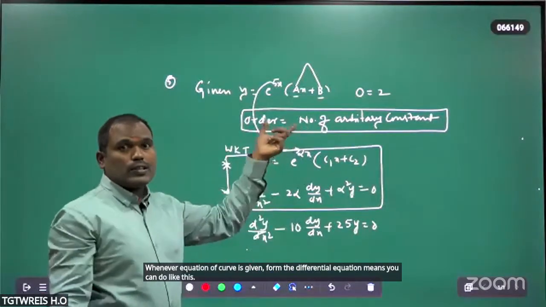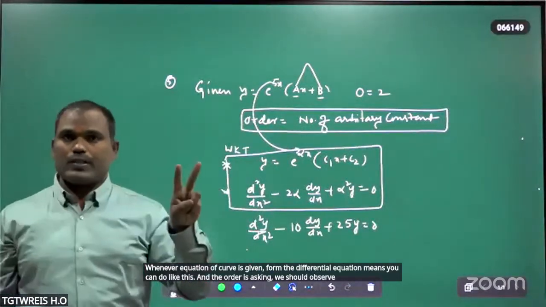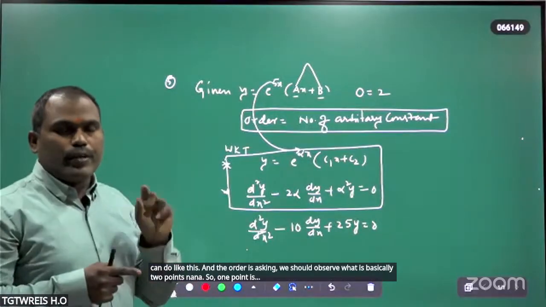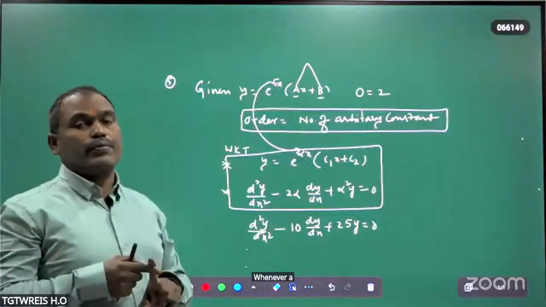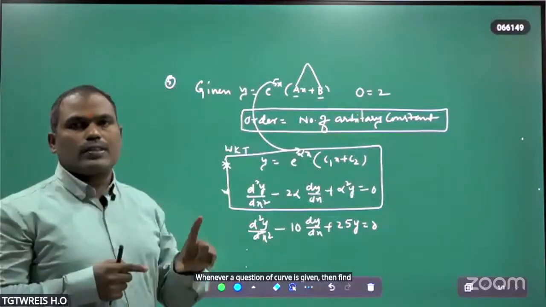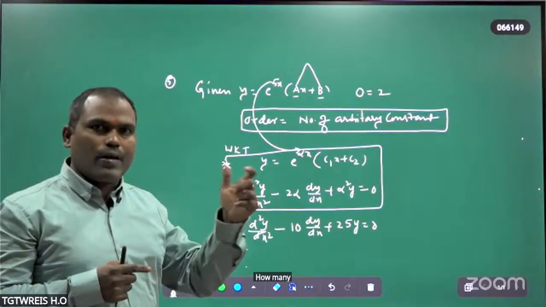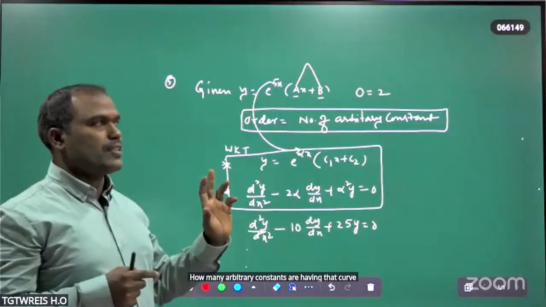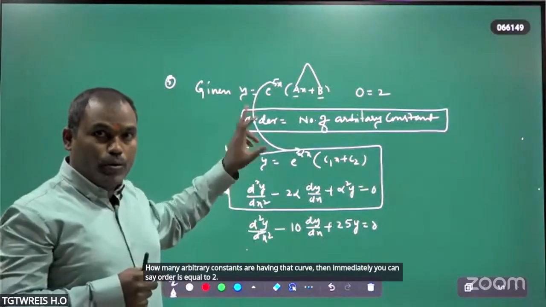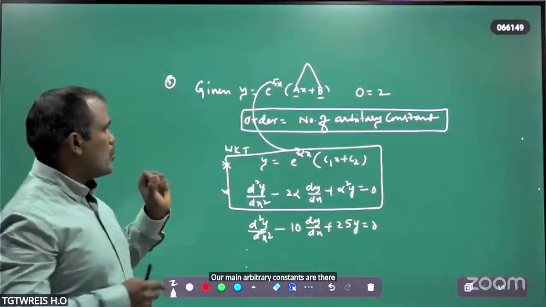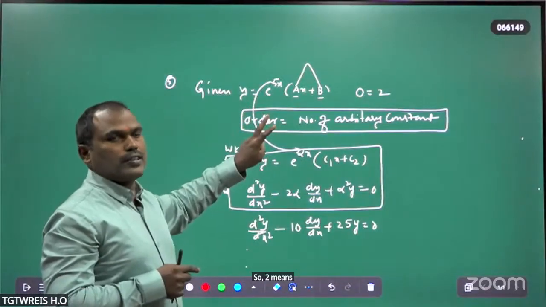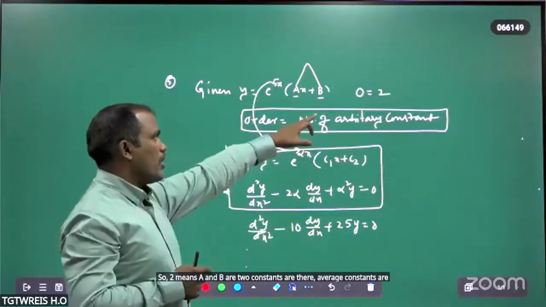And if the order is asked, we should observe two points. One point is, whenever the equation of a curve is given and the order is asked, we should observe how many arbitrary constants that curve has, then immediately you can say the order is equal to 2. How many arbitrary constants are there? Two. A and B are two arbitrary constants. Order is 2.